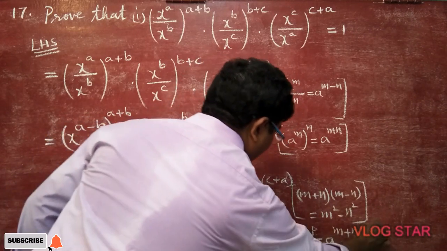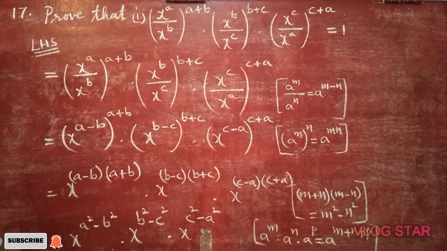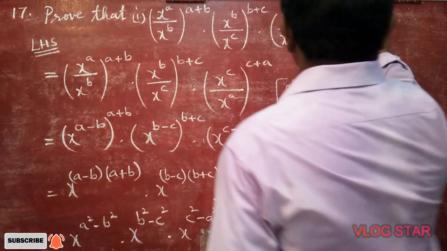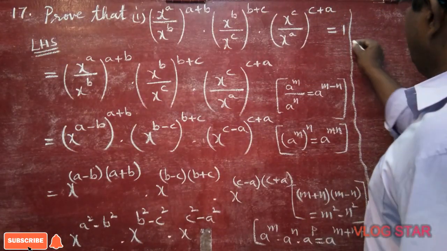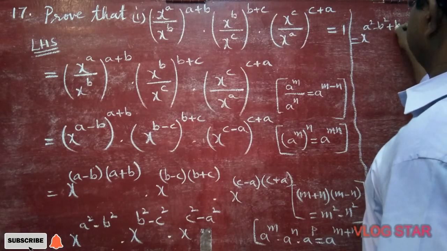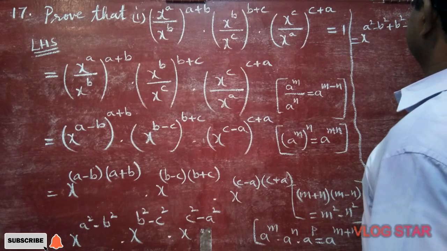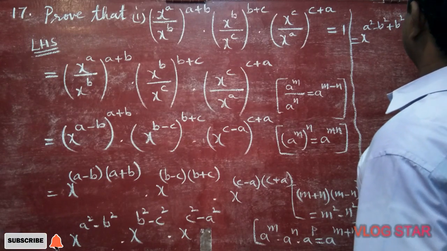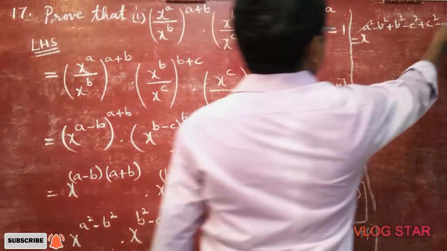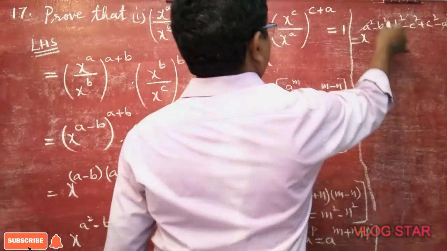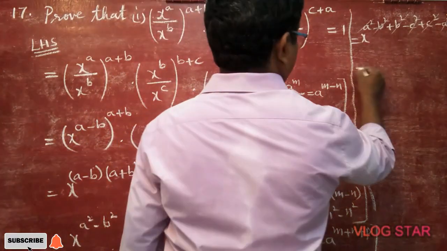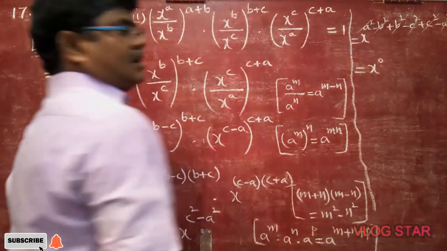So these are all the formulas. See how many formulas are coming. Now we are going to add. That is equal to x to the power of a square minus b square plus b square minus c square plus c square minus a square. Are you able to follow? Now plus a square minus a square plus b square minus b square plus c square minus c square, that is equal to x to the power of 0. Nothing is there, all cancelled.